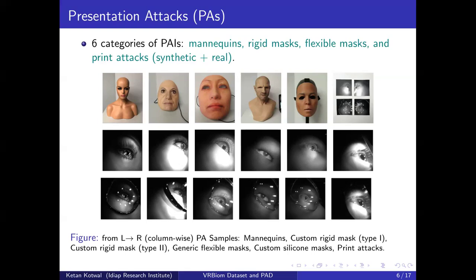And finally, we have print attacks, where we have recaptured some of the prints of real people and used them as the attacks. Here, what you see in the first row is the attack instrument captured in the normal or RGB camera. The second and third rows represent the recordings where the attack instrument was kept without glasses, followed by the one that was kept wearing fake glasses.